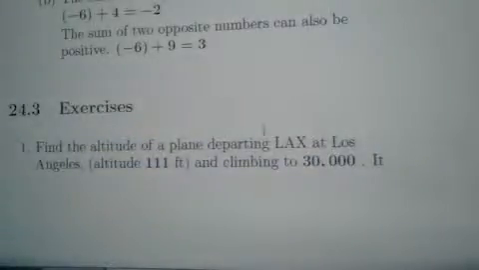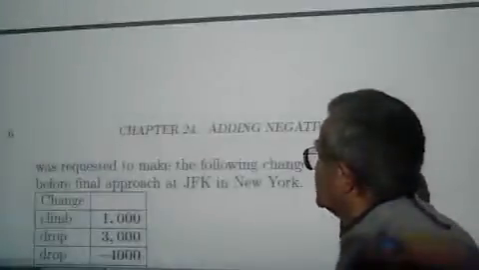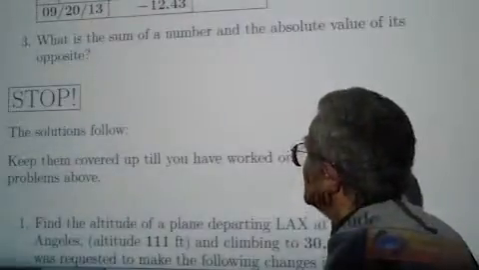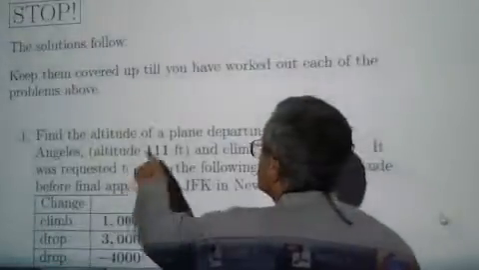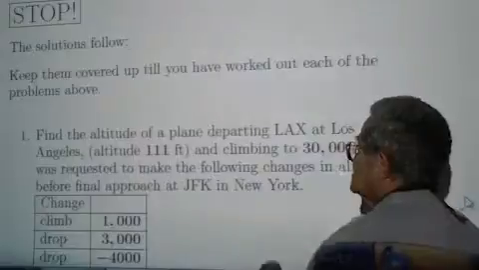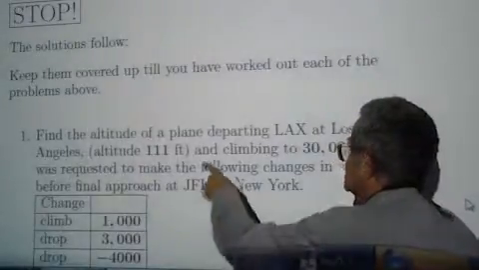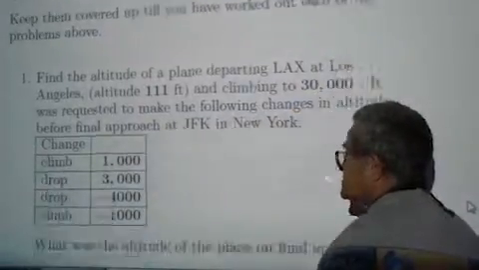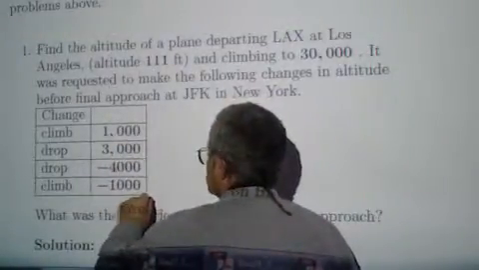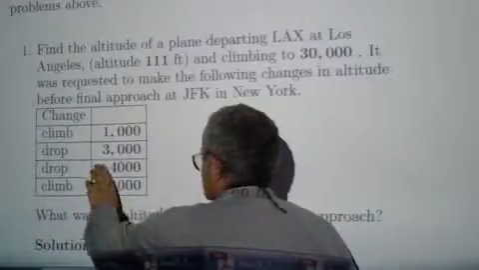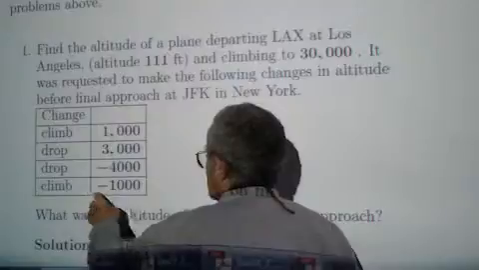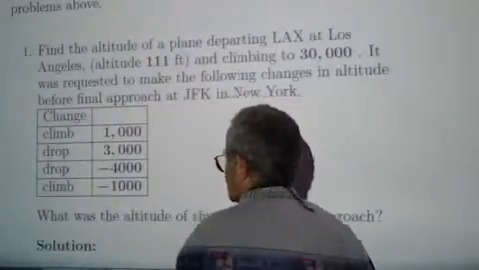That's exercise 24. We want to find the altitude of a plane that goes from LAX. LAX is 111 feet. You climb to 30,000. You make the following changes: plus 1,000, minus 3,000, minus 4,000. That minus sign really is not supposed to be there unless you have a negative here too. And then you climb, that should be positive 1,000.